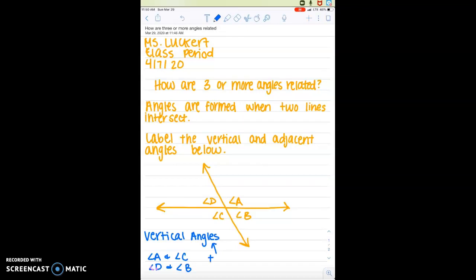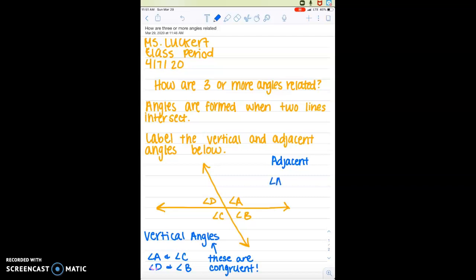It's important for you to know that vertical angles are congruent, which means that they have the same measurements. So angle D and angle B are going to be congruent. They're the same thing. And it's important that you use congruent instead of equal because we're talking about measurements here. So they are congruent, which means they have the same angle measures. And then angle A and angle C are going to have the same measures too.